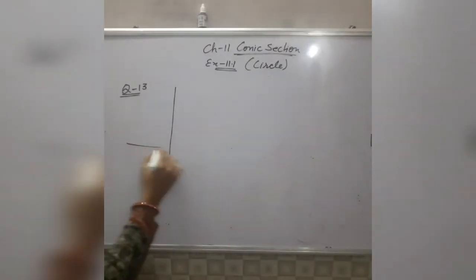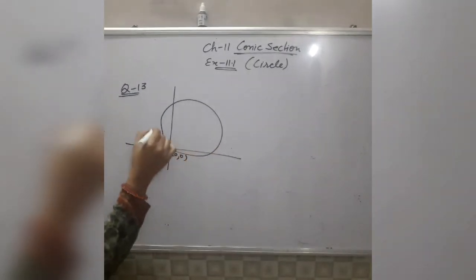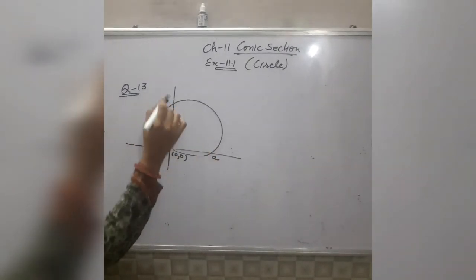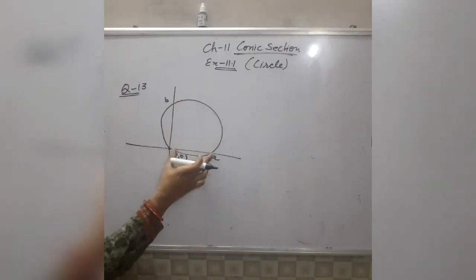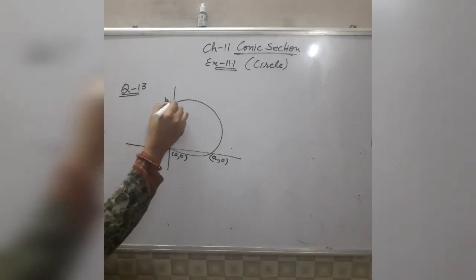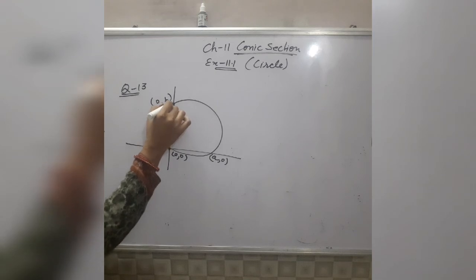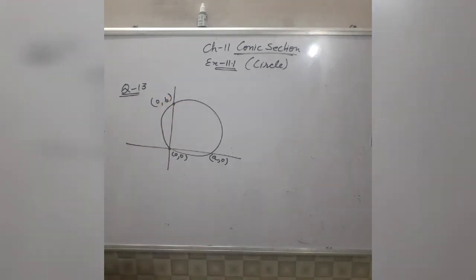See what is given to you. In question number 13, find the equation of a circle passing through the point 0, 0 and making intercepts a and b on the coordinate axes. This circle passes through the origin 0, 0 and has intercepts a and b on the axes, which means this circle will cut the x-axis at distance a, so this point will be a comma 0, and this circle cuts the y-axis at distance b, so this point lies on the y-axis, that's why the value of x will be 0.